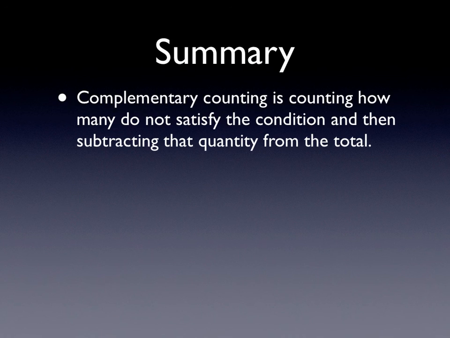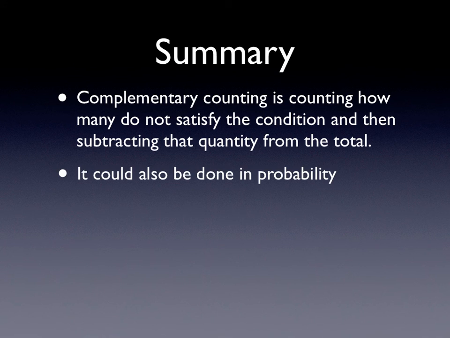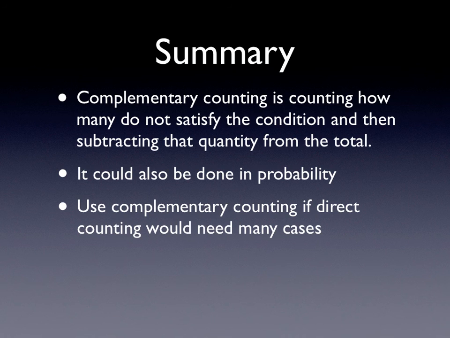Summary. Complementary counting is counting how many do not satisfy the condition and then subtracting that from the total. It could also be done in probability and used when direct counting would need too many cases.